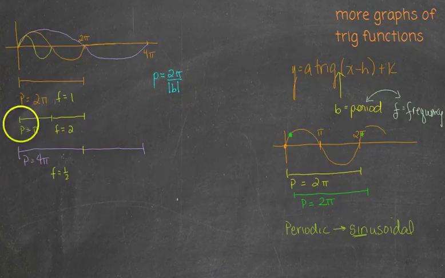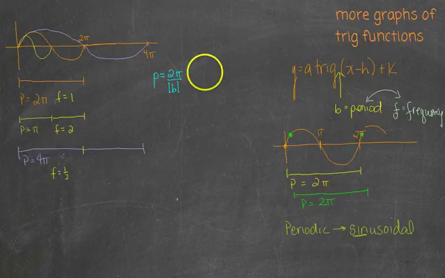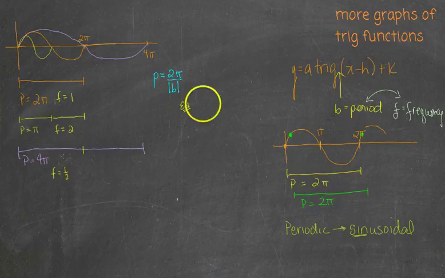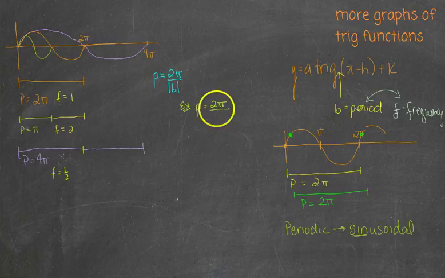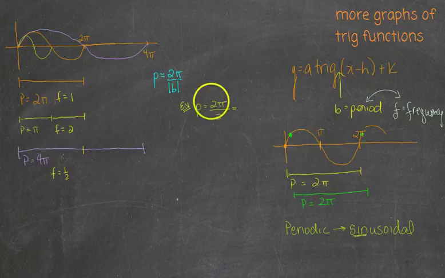So let's look at our middle function real quick. If I were calculating the period for this green graph, I would say the period is 2 pi divided by b. You wouldn't necessarily already know this, but you can assume that b in its equation would have to be 2, because 2 pi divided by 2 leaves me with pi. And so if the period is pi, then b has to be 2 for that graph.